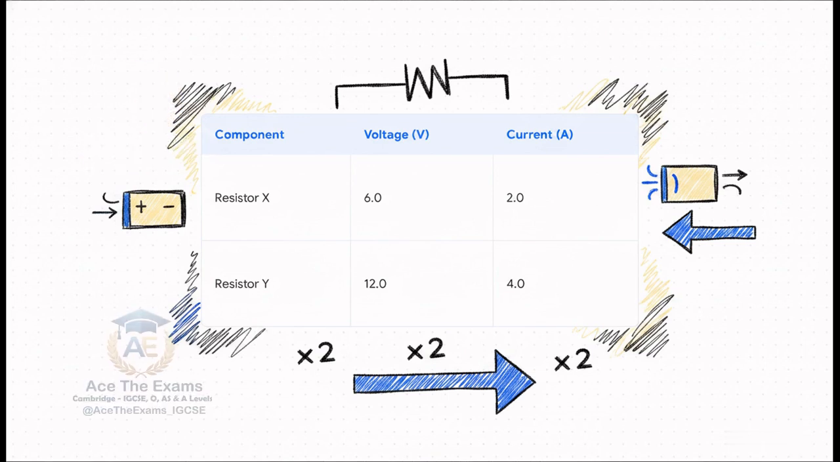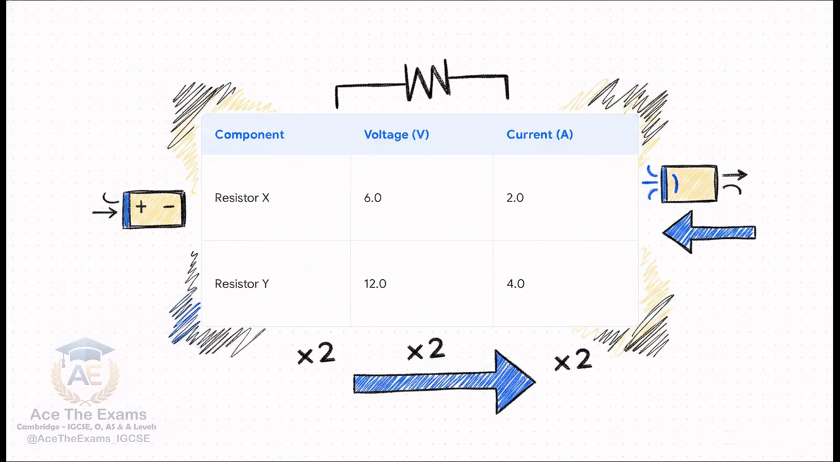Furthermore, if you apply Ohm's law in your head, V divided by I gives you resistance. 6 divided by 2 is 3 ohms. 12 divided by 4 is 3 ohms. The resistance is constant. You've just extracted the physical, mathematical reality from raw, intimidating data. That is exactly how you tackle a data analysis question.